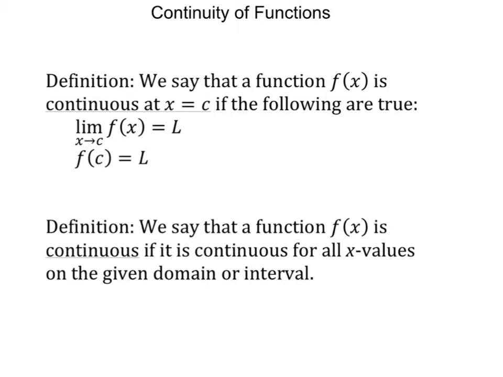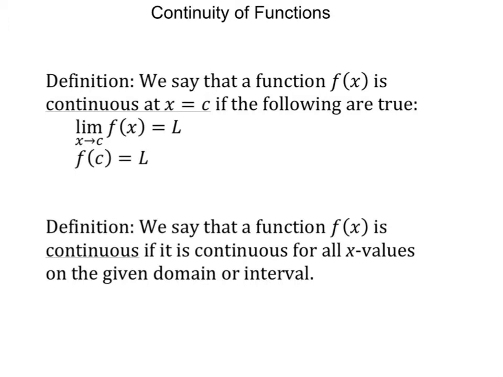The first is we say that a function is continuous at x equals c. So in other words, we can say that a function is continuous at one specific x value if there are sort of two statements that are true, right? First of all, the limit has to exist as x approaches c. So that limit needs to exist and it needs to be L. The second thing is f of c has to be L. In other words, when you actually plug c into the f function, you also need to get back L.